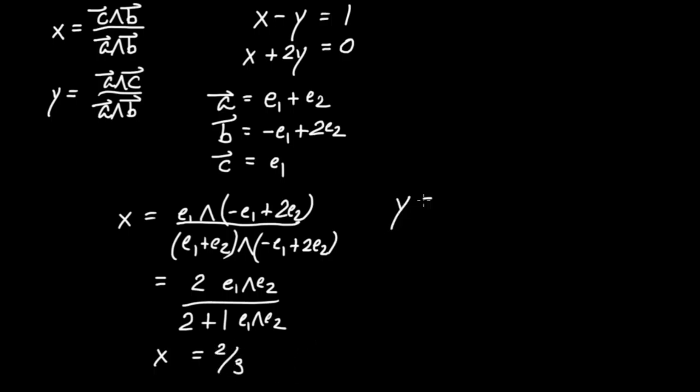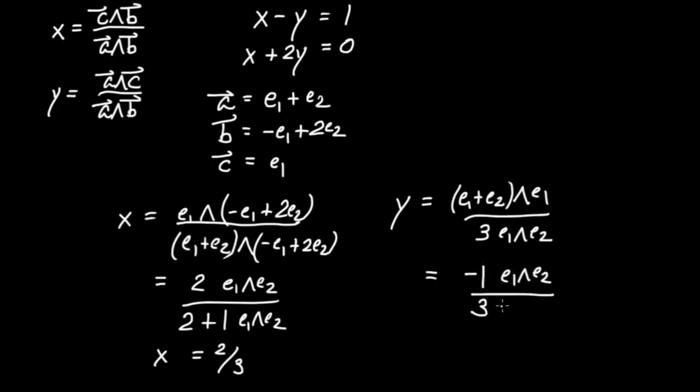Let's go ahead and compute y. So according to the formula, that's a wedge c over a wedge b. So a, which was e1 plus e2, wedged with e1, divided by a wedge b, which we've already found to be 3 times e1 wedge e2. So what's going on in the numerator? We have e1 wedge e1 that disappears. Then we have e2 wedge e1, but I'm going to flip the order to e1 wedge e2. That comes with a minus sign, so minus 1 e1 wedge e2 over 3 e1 wedge e2. And so we see that y has got to be minus 1/3.